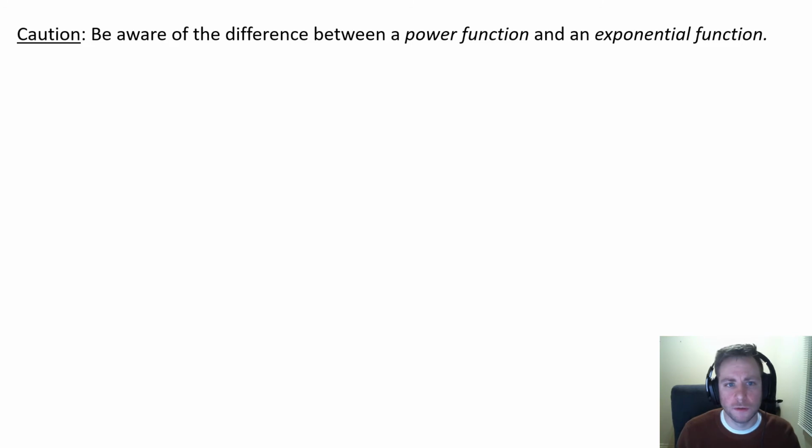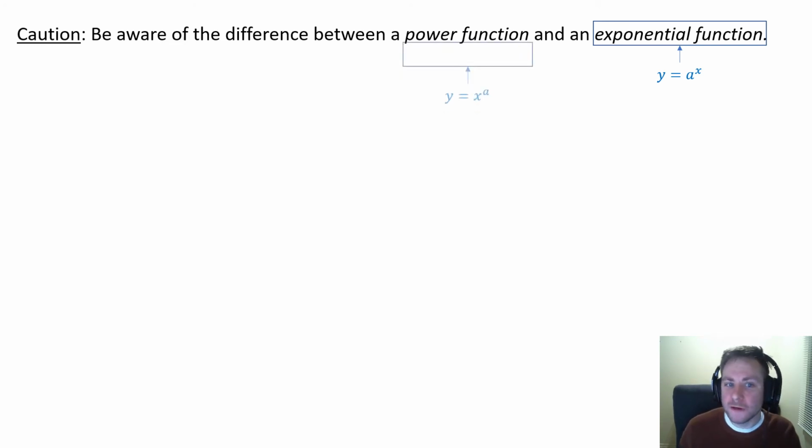Something I want to caution you of at this point is to be aware of the difference between a power function and an exponential function. We know an exponential function is of the form y equals a to the x, or in other words, a constant raised to a variable. But a power function is the opposite of that, a variable which is raised to a constant.